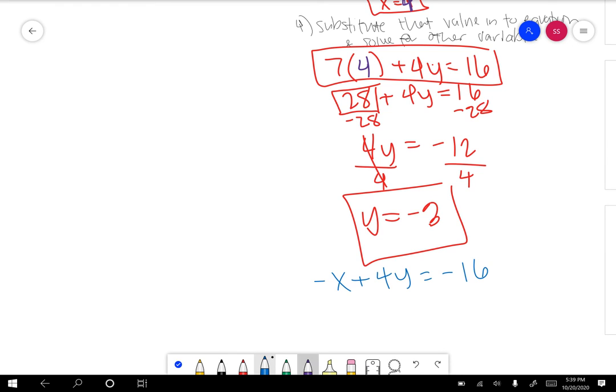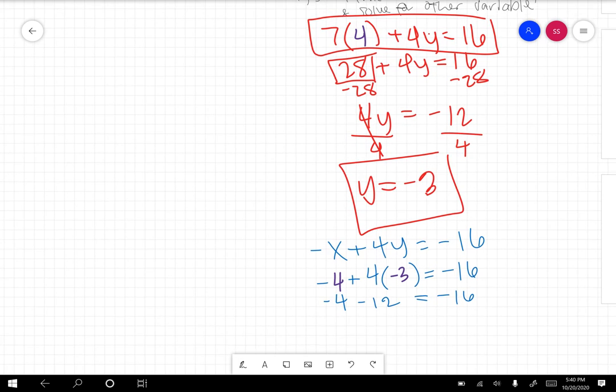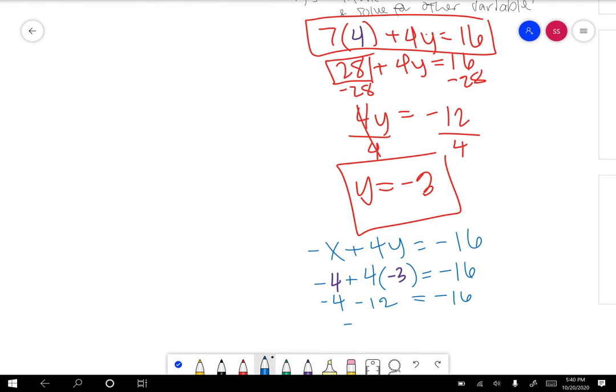So here, for x we have 4, so we're going to have the negative sign, and x is 4, plus 4 times y is negative 3, equals negative 16. So let's solve this. 4 times negative 3 would give us negative 12. We have negative 4 minus 12. Well, that does in fact equal negative 16. Look at us go.